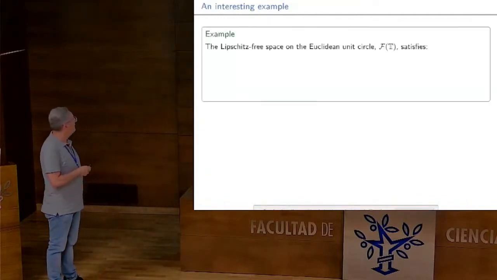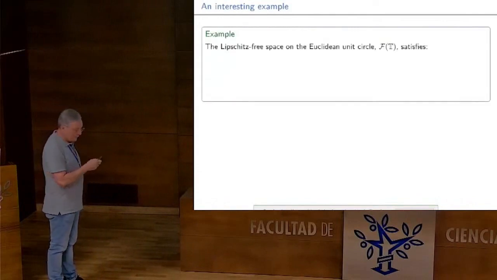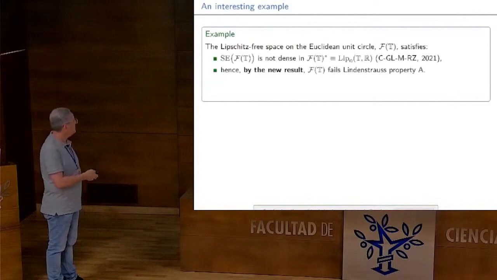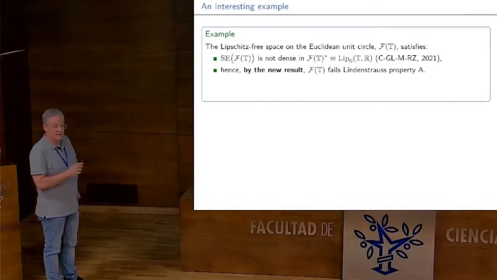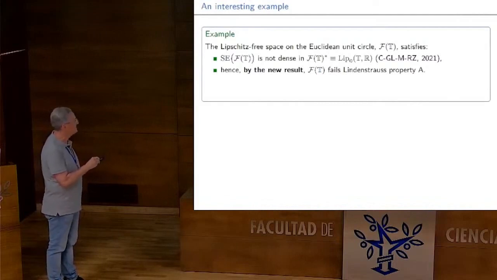Well, take the Lipschitz free space on the Euclidean unit circle. Well, we know that the set of strongly exposing functionals is not dense in the dual, that is, the set of Lipschitz functions from the unit circle to R. And this was proved in a paper by Chiclana, García-Lirola, and Rueda Zoca. Hence, by the new result, this space fails the Strauss property A.